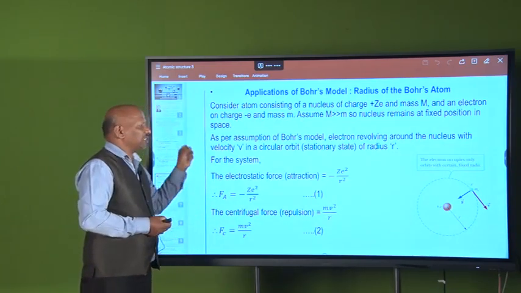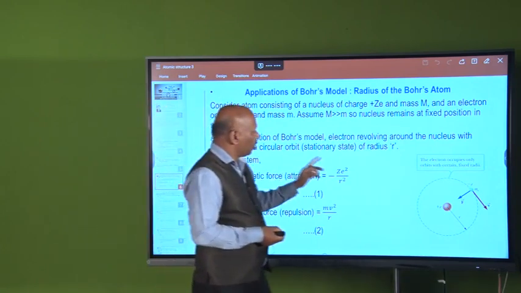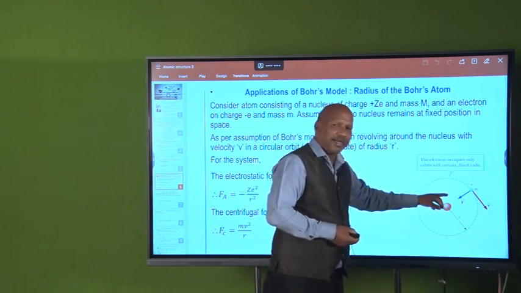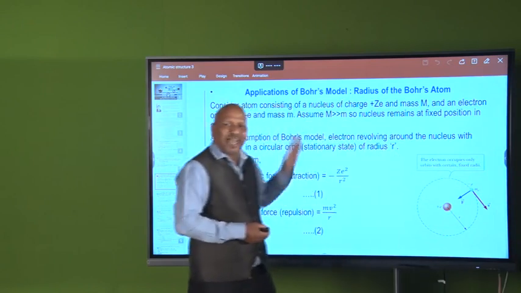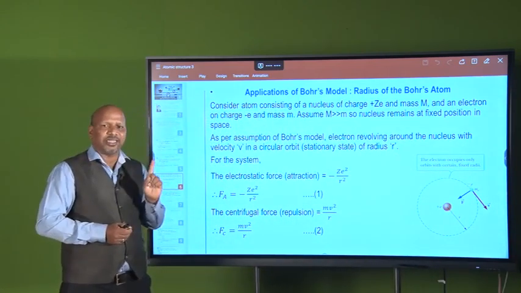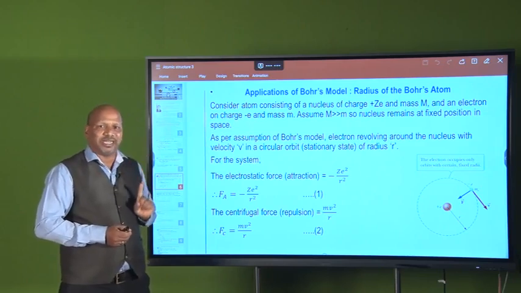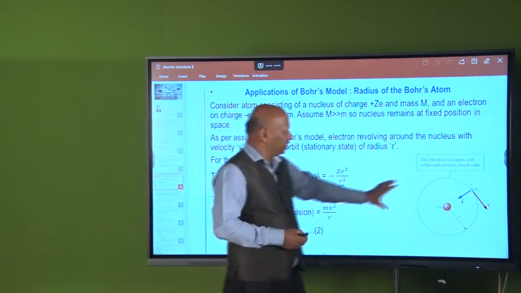As per this assumption, the velocity of that electron is v, and the electron moves in an orbit whose radius is small r. If you know r, then you can find out the size of that atom. Okay, so we got the system. This is the system.